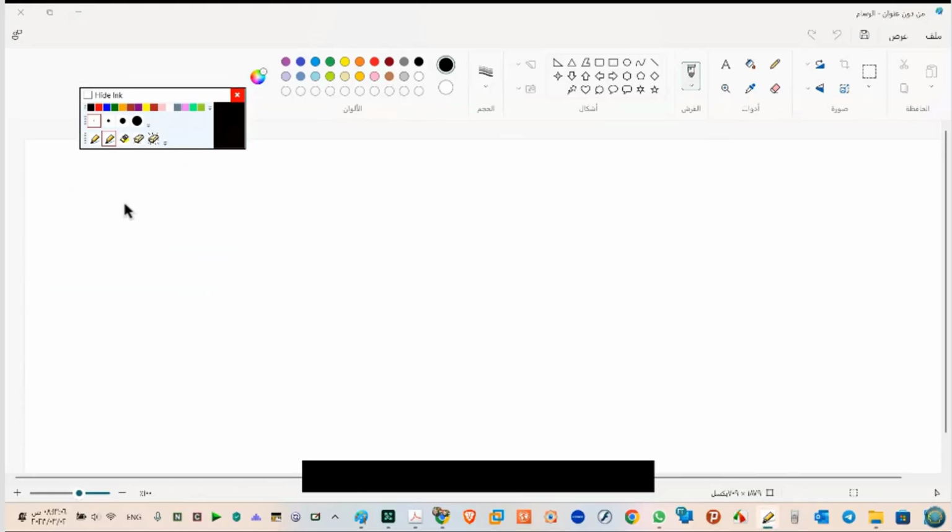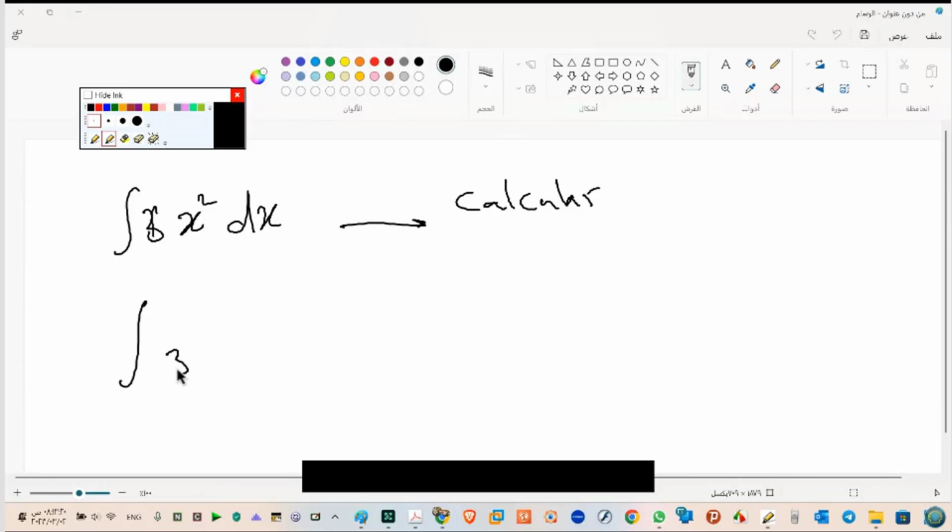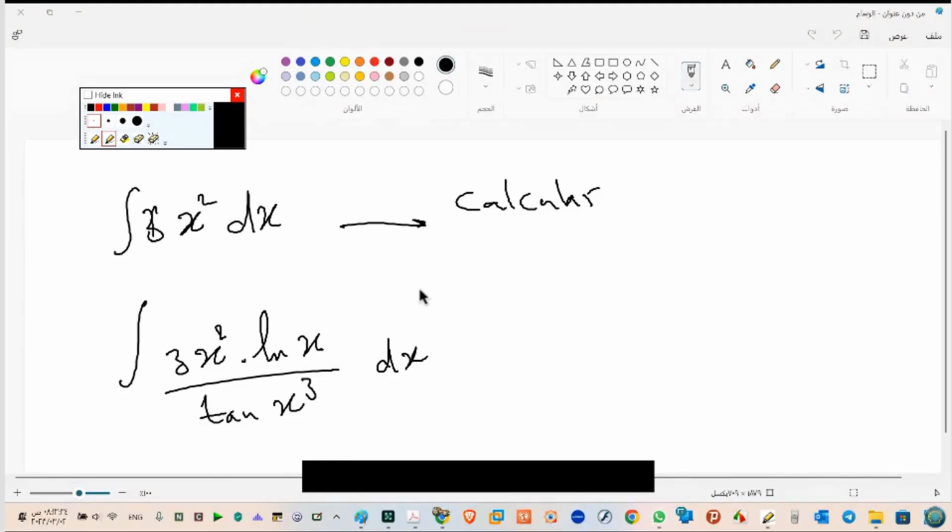Imagine that you have this equation, integration of 3x squared dx. It's easy to solve in calculus, as you know. Now, let's take another example: 3 to the power x multiplied by logarithm x over tangent x, dx. It's a little bit hard, as you see. So in calculus, when I solve the examples here, absolutely there is no error. I will get the exact answer.